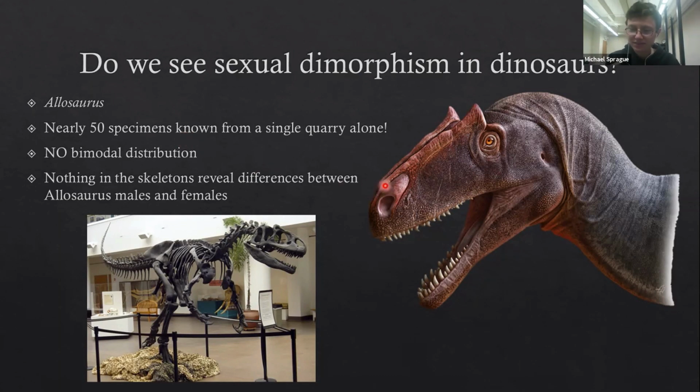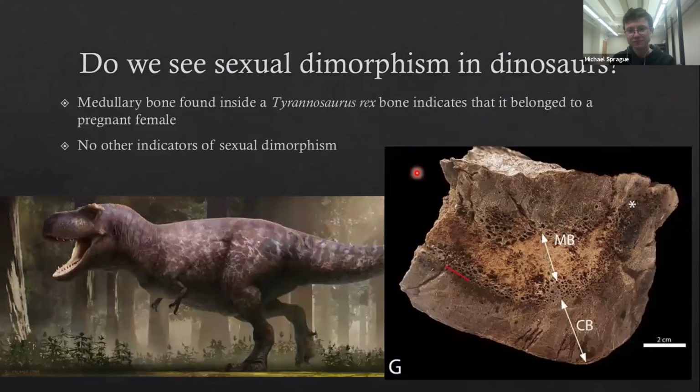That doesn't mean, just to be clear, that they didn't have sexual dimorphism. That just means there are no skeletal differences. So it could have been differences in color, or they might have had different colors of feathers. We don't know if this animal had feathers or not. It probably did. They might have had some kind of keratin overgrowth on their horns that wouldn't have fossilized. But if they did have it, it was not preserved in the bones themselves.